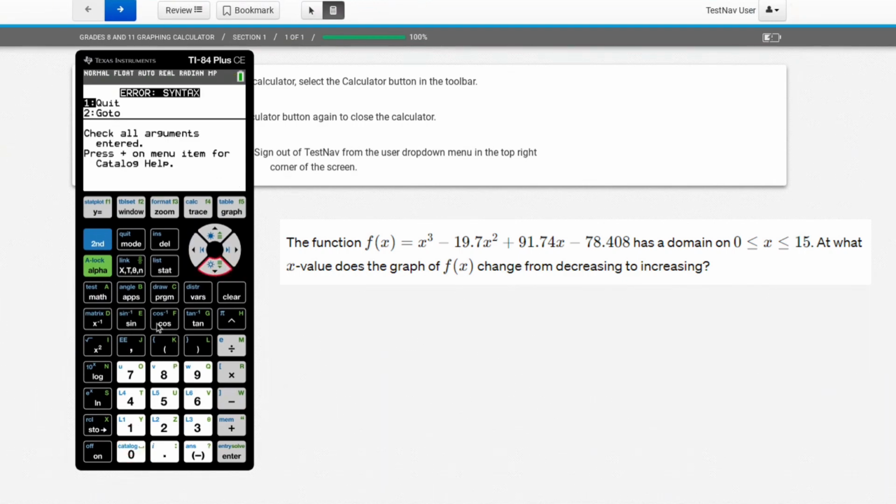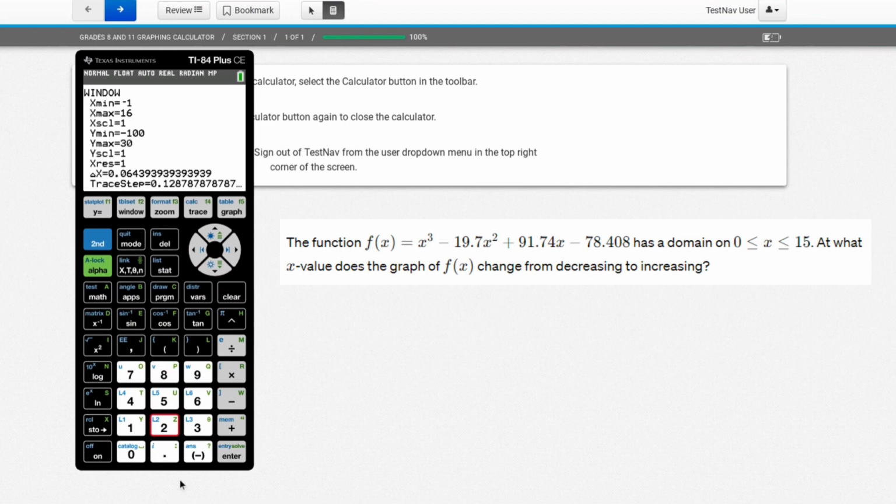What did I do? Oh, did I use the minus sign? I did. Learning lesson, kids, don't use the minus sign. Let's do 50. Not that we care about how high it goes. We care about how low it goes. Still not low enough. So let's go to Window and do -200. Hit graph. There we are.